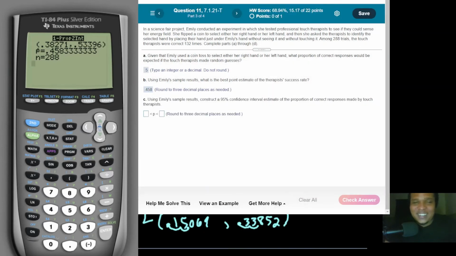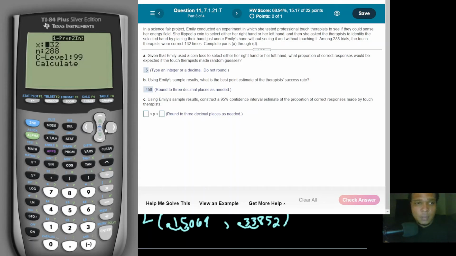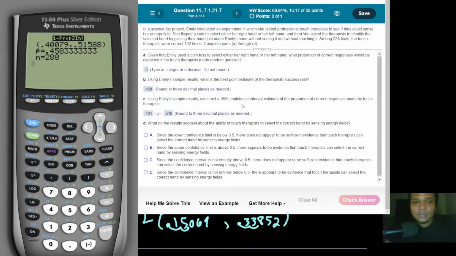Darn it, they use 95, but it's all good. Stats, edit. Something told me to hit 95. One prop z interval. These all look alike. All right, one prop z interval. We just have to change this into a 95. Enter. There it is. To 3 decimals, the interval is 0.401 to 0.516.